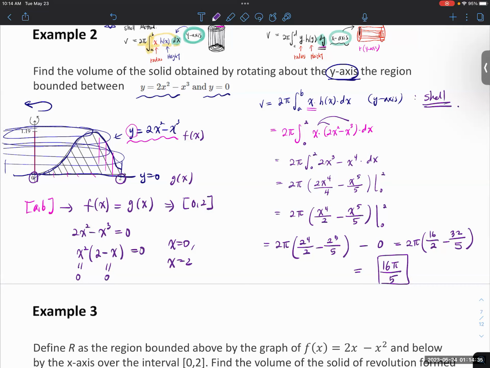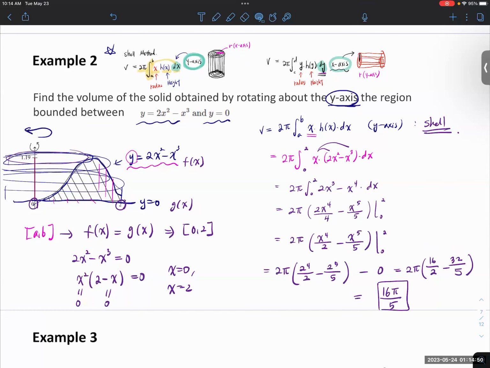So there's an infinite number of cylinders, right? And then you are adding all the summation of the cylinder shells so that you found out the volume. That's 16 pi over 5. Does it make sense to you? So take a look at that.